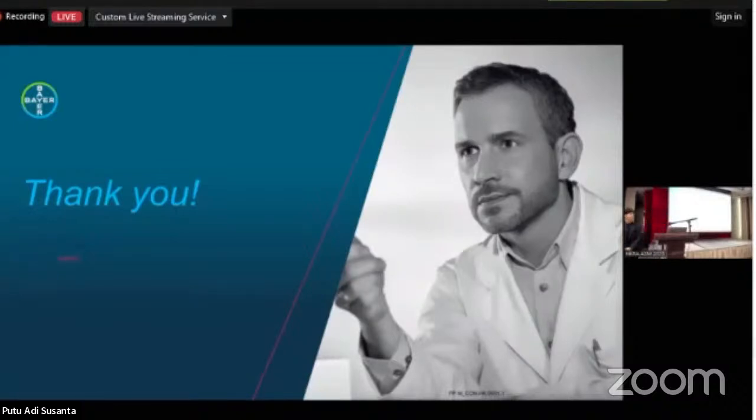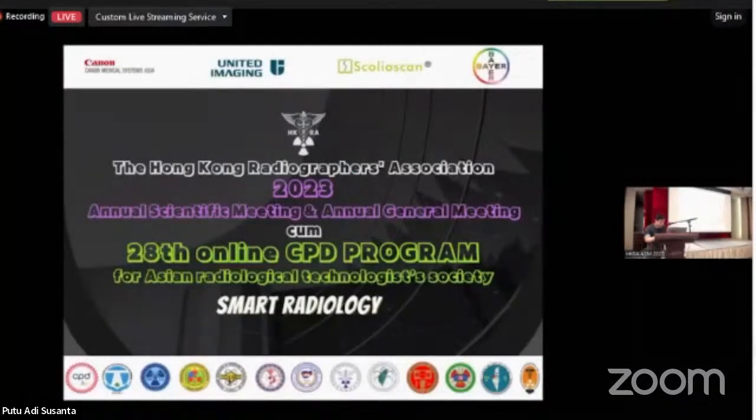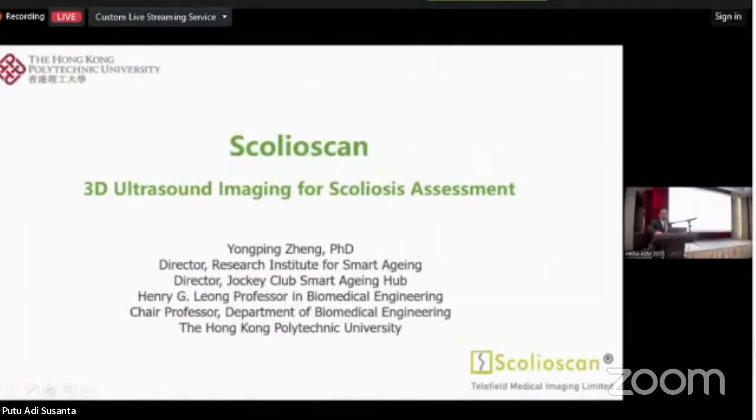Okay, let me introduce the second speaker, Professor Zhang Yongping from Tenny Field Imaging Medical Limited. Professor Zhang is currently the Chair Professor of Biomedical Engineering in the Department of Biomedical Engineering at the Hong Kong Polytechnic University. He is also the Director of the Research Institute for Smart Ageing and Director of the Jockey Club Smart Ageing Hub. He received his Bachelor of Science and Master of Engineering in Electronics and Information Engineering from the University of Science and Technology of China.